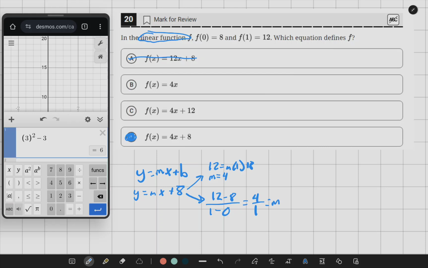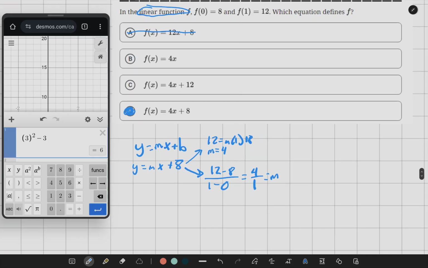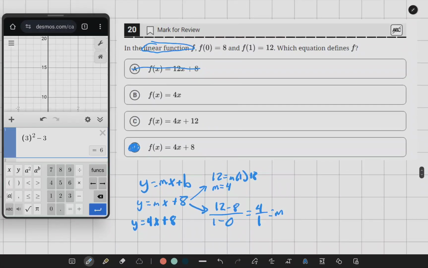Now, you'll just plug back in the values into the original equation. So then you get y equals 4x plus 8. And you can also check it in your calculator. I'm not going to do this one since it's a simple equation.